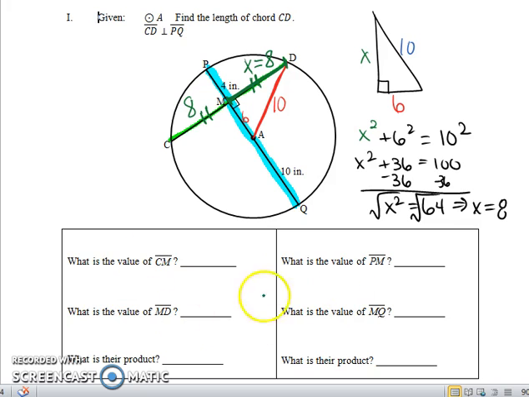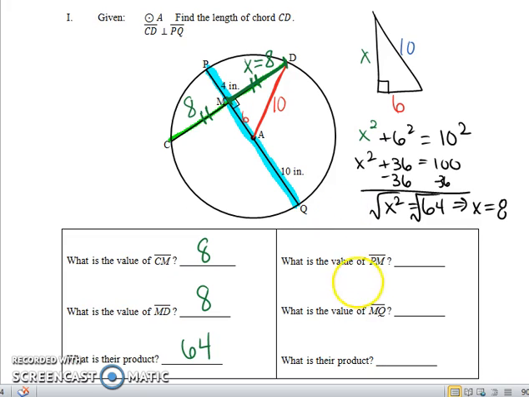Now let's go down to this box down below. They ask us for a few values. The first one they ask is, what's the value of segment CM? Well, we just said that that was 8. Then they ask, what's the value of MD, which we just also found was 8. And then they ask, what's their product? So product, remember, means multiplication. So if I take 8 and I multiply that by 8, I get 64.